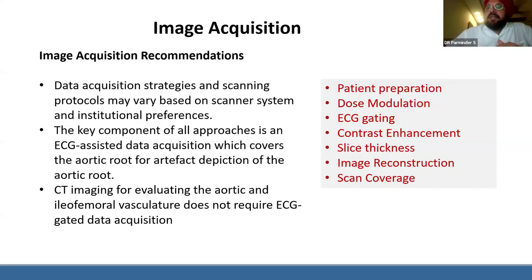acquired in a cardiac CT scanner, which is available in most of the hospitals. Scanning protocols may vary based on scanner system and institutional preferences. The key component of all approaches, whatever CT we use, is ECG-assisted data acquisition, which covers the aortic root, and non-ECG gated data acquisition for the vasculature, like aortic and iliofemoral vasculature, which doesn't require ECG gating. So ECG gating basically is required for the analysis of aortic root, like annulus and other measurements only.